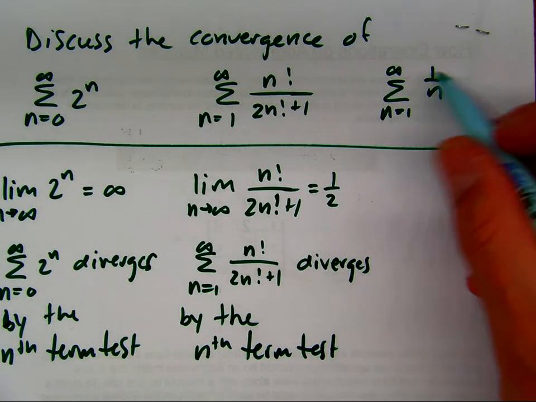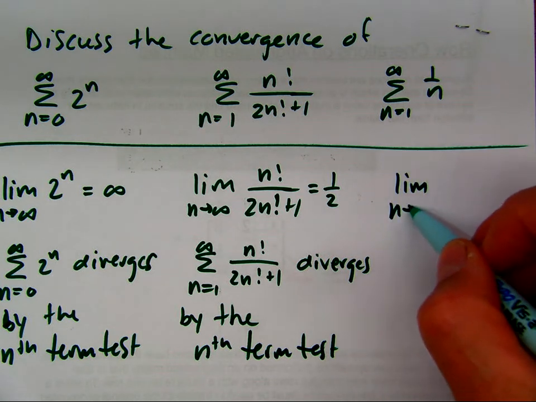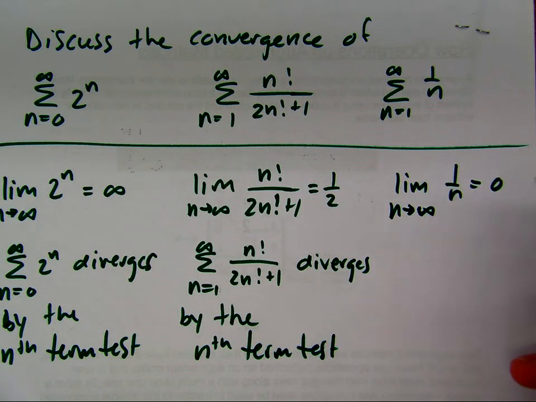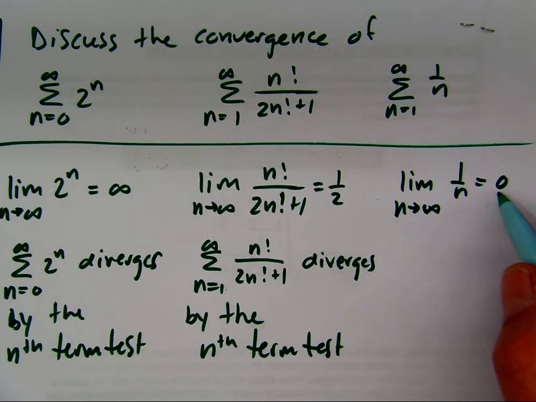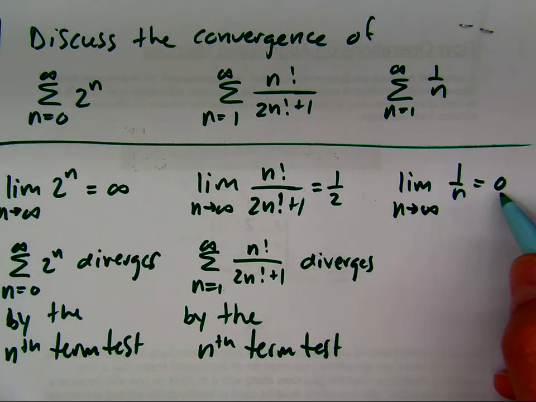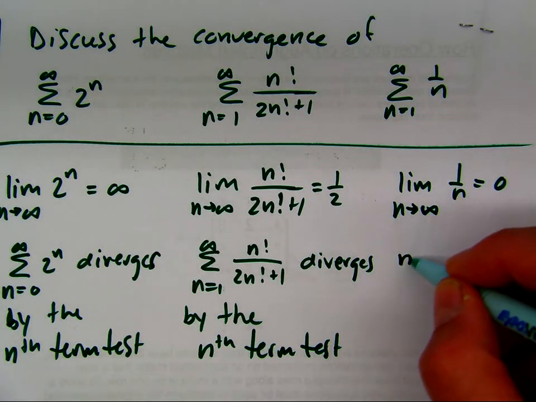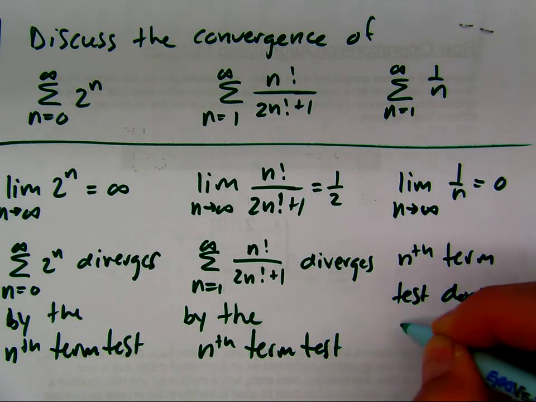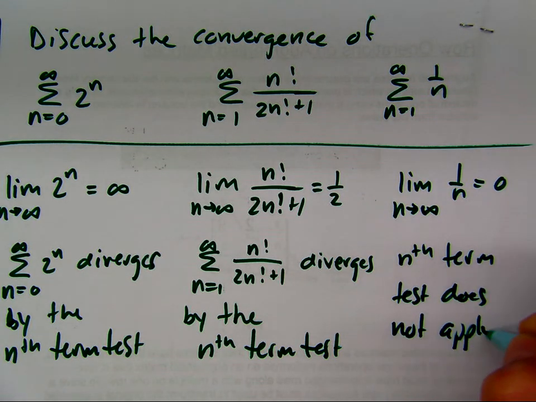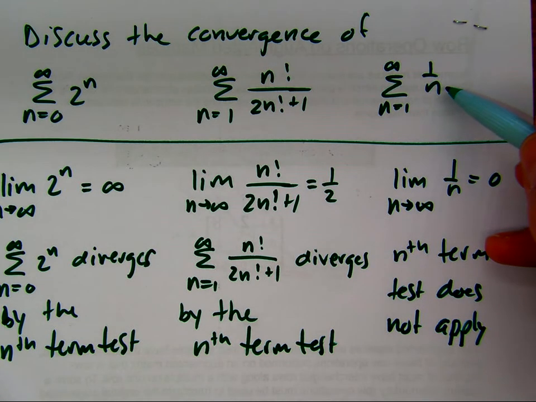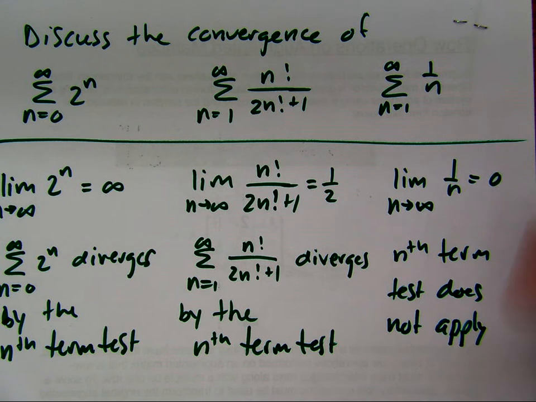Let's see what's happening here. The limit as n goes to infinity of 1 over n equals 0. And we don't know what happens. The nth term test only says that if the limit is not 0, then the series diverges. Here, the limit is 0, and it's inconclusive. The nth term test does not apply. And this is the harmonic series. And I said earlier that it diverges, but the nth term test will not work.